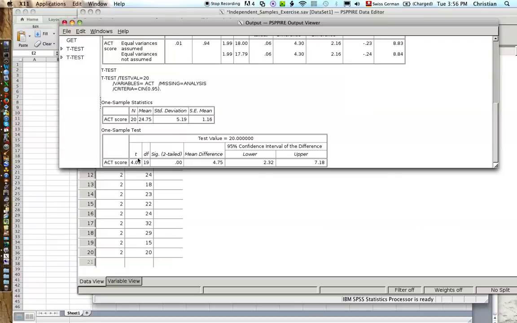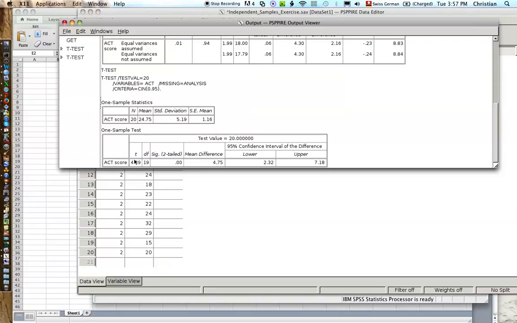So if we look at the mean of the t-test, right, we see here the test value is 20. So just quickly here, the mean difference is 4.75. So, right, 24.75 minus 20 is 4.75. So we know our sample is actually higher than the average. Now the question is, is this difference significant?